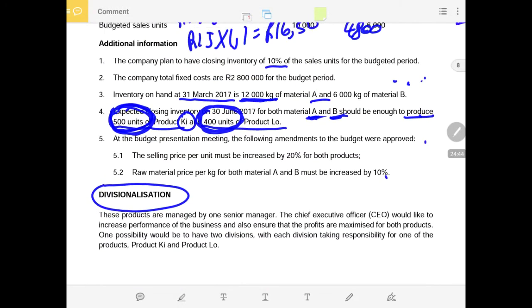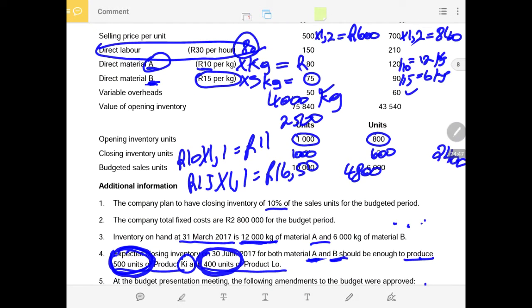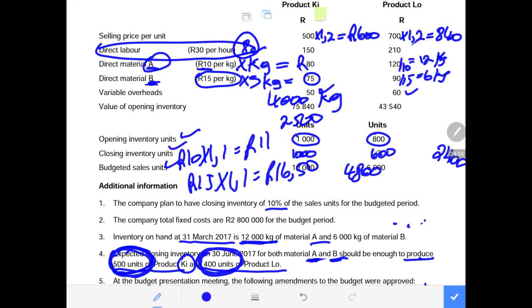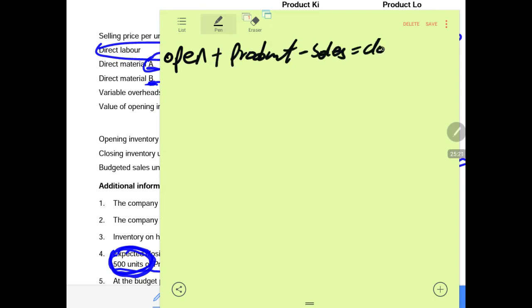And now there's something that we have not seen yet, because we are given opening, closing and sales, there is no production. So now we need to calculate units that are expected to be produced. And we know that I use this new formula now that says opening, plus production, minus sales, is equal to closing. I'm just using the equation now.